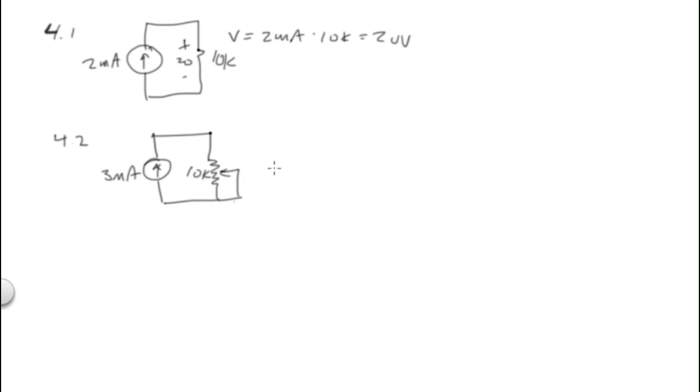So if we have the wiper at the top, there's no resistance, R equals 0, and with 3 milliamps, V is equal to 0. When it's at the bottom, R is equal to 10K, so we have 3 milliamps times 10K, or V equals 30 volts. If we're in the middle, R is equal to 5K, so 5K times 3 milliamps gives V equal to 15 volts.